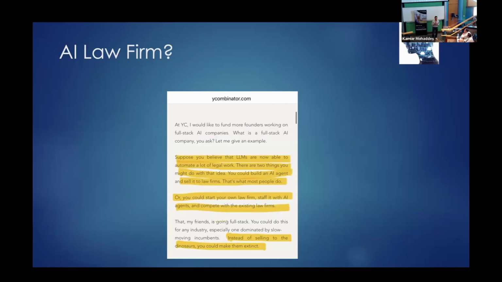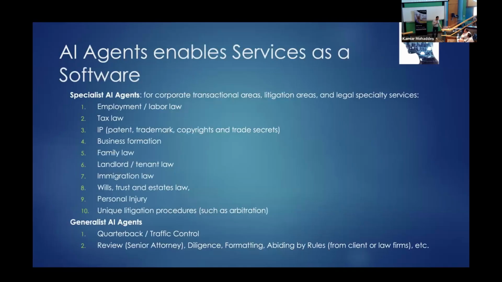So this is not just my audacious belief. This is the belief of others as well. So let's break down what exactly an AI agent would do. If you have an AI agent, you think about how you break down the different tasks that would be done by an AI agent.